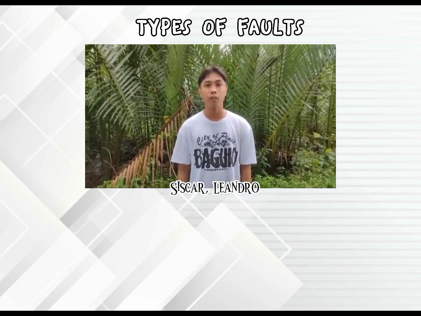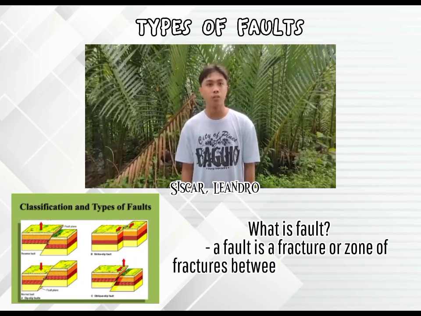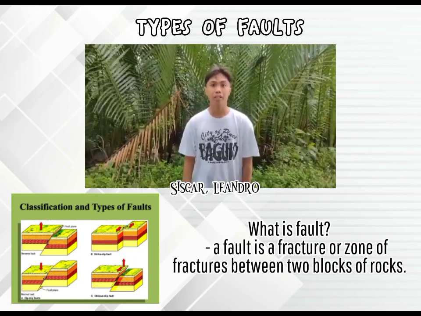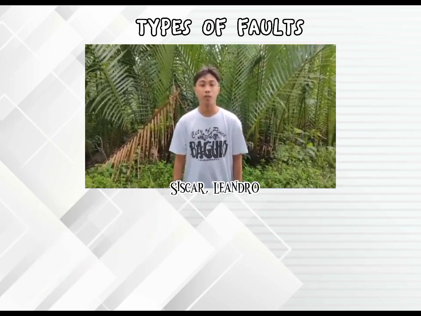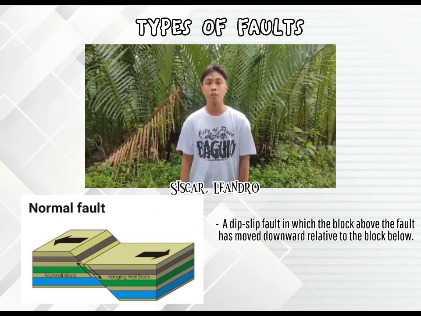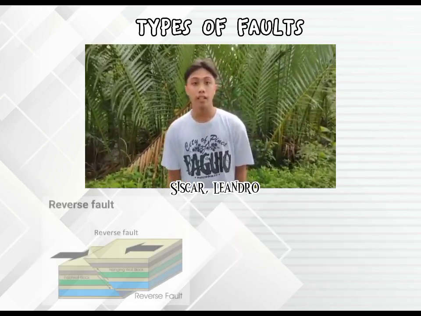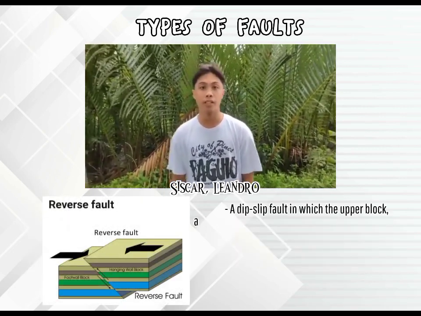Before that, let's define what a fault is. A fault is a fracture or region of fractures that separates two rock blocks. So now, let's talk about the different types of fault. First, the normal fault. It is a dip-slip fault in which the block above the fault has moved downward relative to the block below. Second is the reverse fault, also described as a thrust fault.